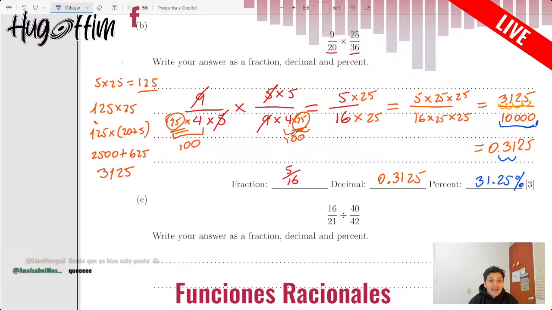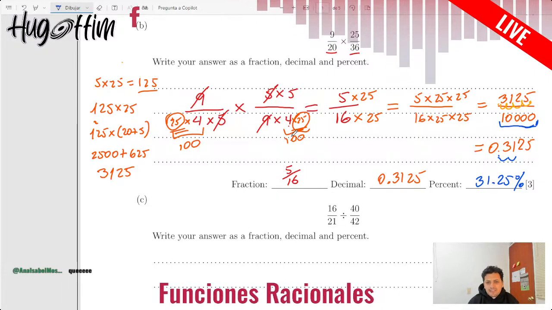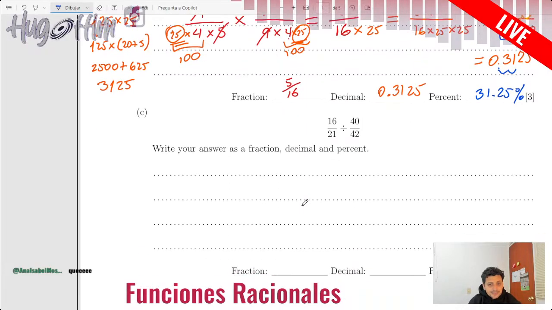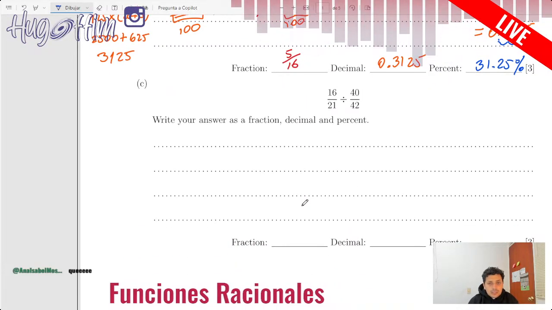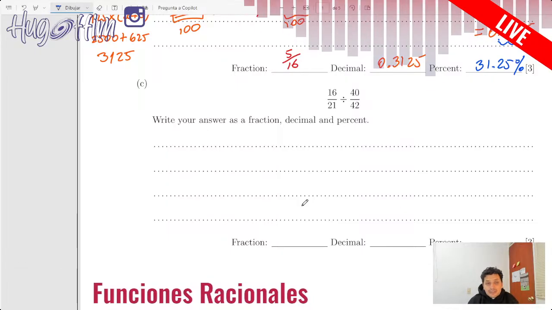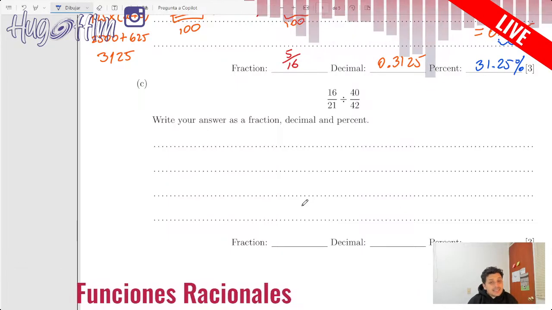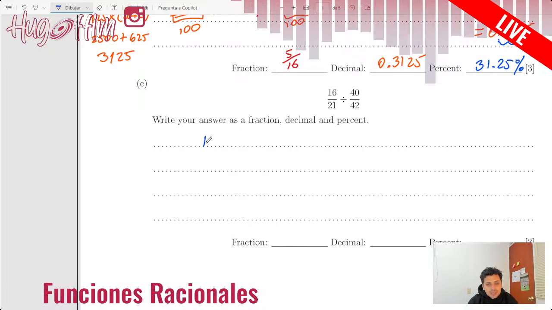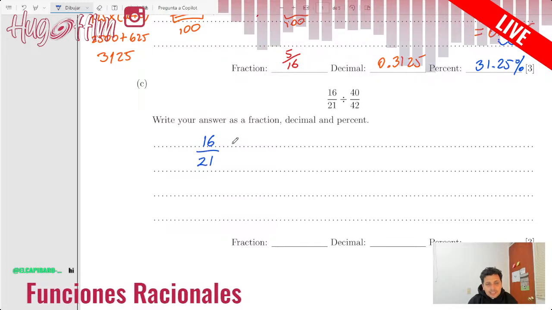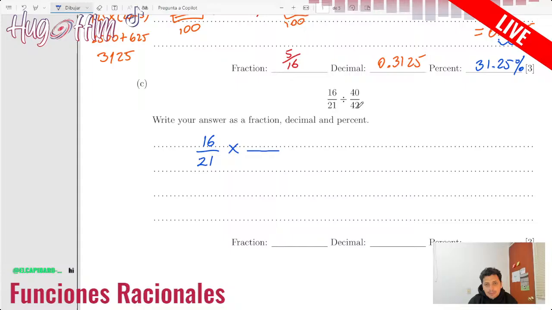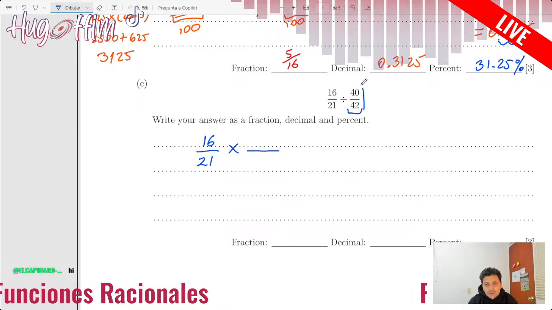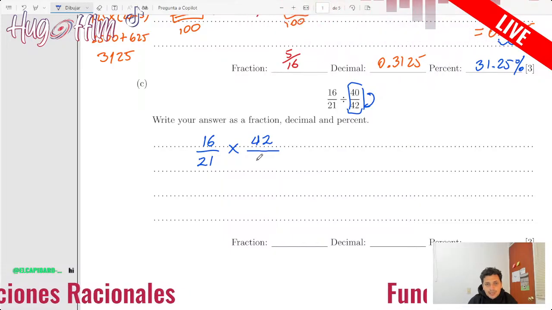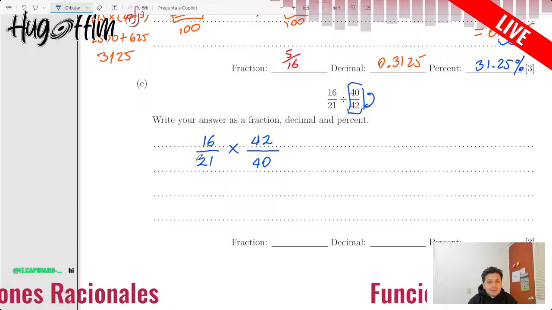Now, what happens if you divide by a decimal? When you multiply fractions. What happens if you divide by fractions? Like the question that appears here. If you divide fractions, what you need to do is to multiply by the reciprocal. A division is the same as multiplying by the reciprocal. So I'm just going to transform this division into a multiplication. 16 over 21 times, and I'm going to put the reciprocal of this fraction. That it means that I'm going to switch numerator and denominator. 42 and 40. And I'm going to apply the same method.